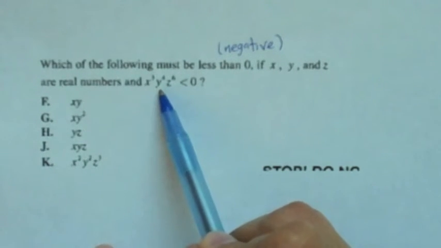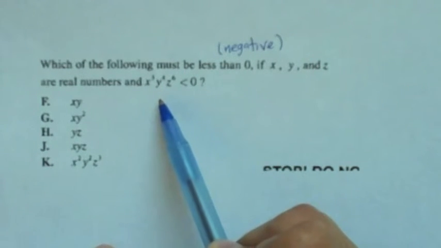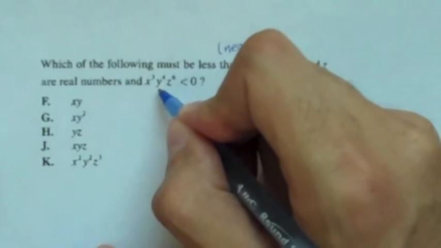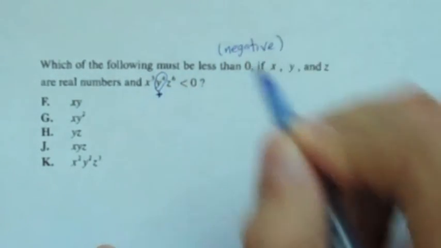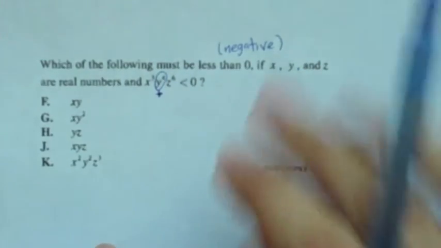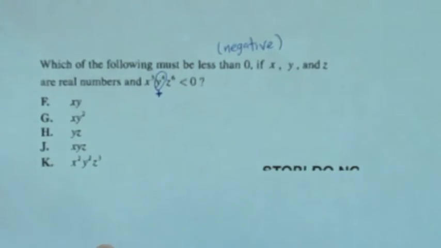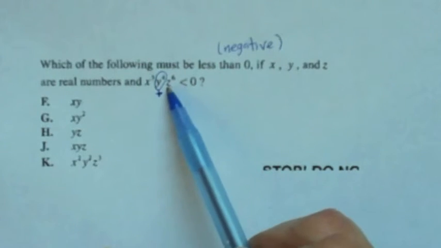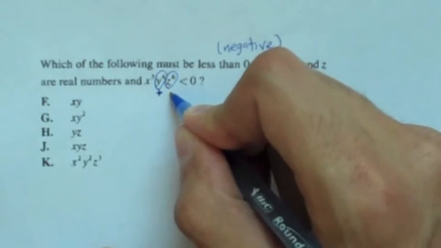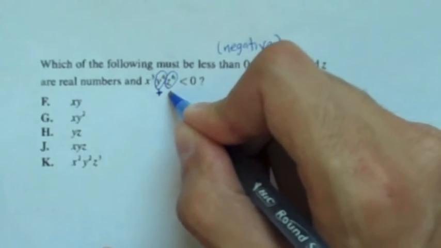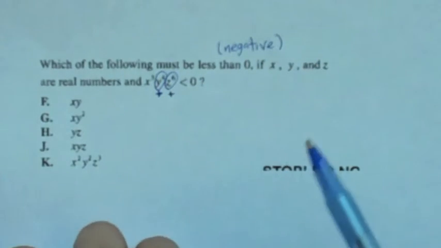Well, y to the fourth power is always going to be a positive number. I have no idea about y itself, but this middle piece, y to the fourth, is always positive. Who cares if y is positive or negative? When you multiply the same thing 4 times, if you take it to an even power, you're going to get a positive answer. Same deal with z to the sixth. No matter what, this is going to be positive. If you multiply 6 of the same thing together, you're always going to get a positive answer.